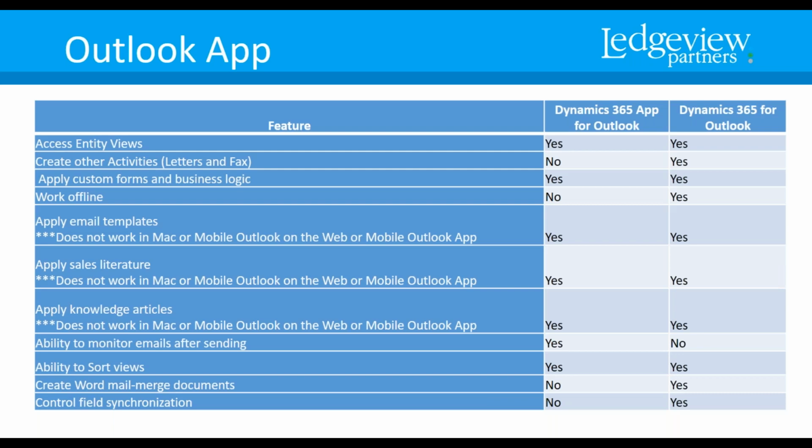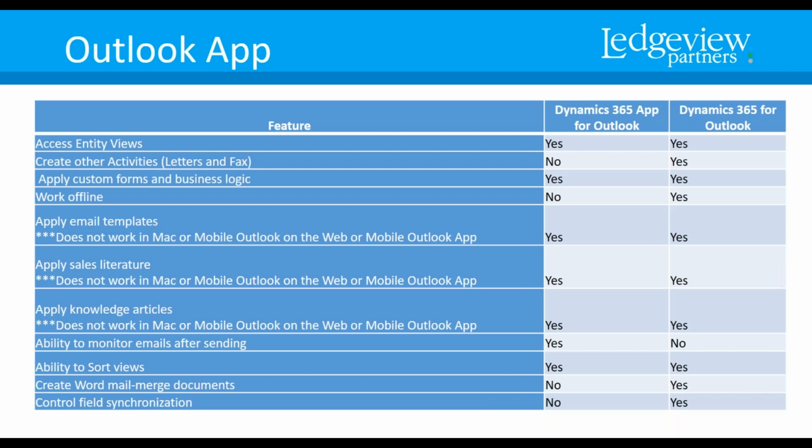Apply email templates. This is something, email templates, sales literature, and knowledge articles. This is something that both can do. However, again, these don't work in Mac Mobile Outlook or the Mobile Outlook app. However, keep in mind that the Outlook client does not have the ability to track or do anything outside of your desktop. You can only do the tracking items if you have your desktop Outlook open. That's all you can do.